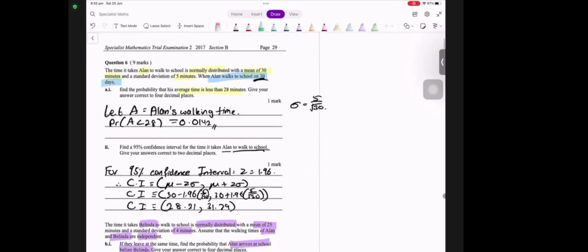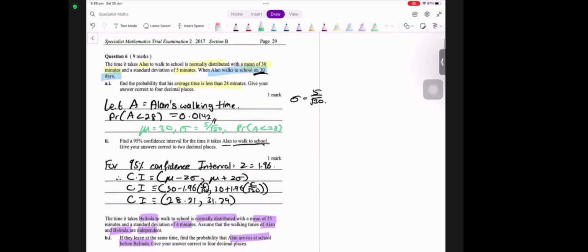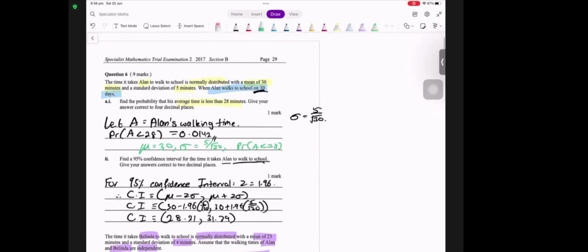Your mean here should have been, let me check, 30, and your standard deviation should have been 5 over root 30. So you look at the probability when A is less than 28. Should probably write that down. But let me check my CAS. This should be the right answer, if I'm not wrong. Yep, that's about right.